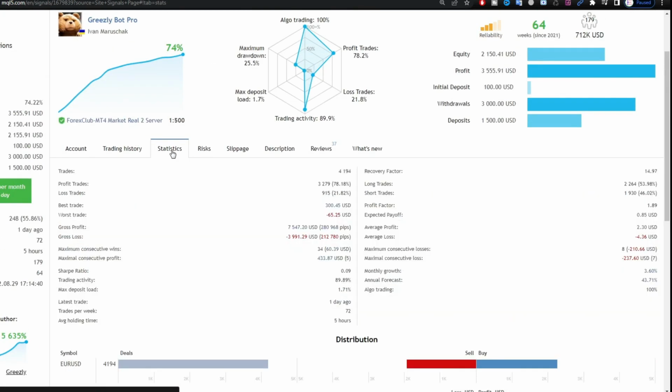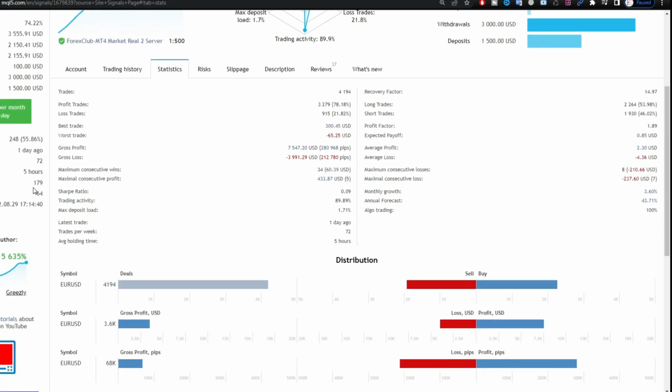Statistical information. A total of 4,194 transactions. This is as of August 2022. Profit ratio 78%. Profit factor 1.89. Trades that are opened every week are about 72 transactions with an average holding time duration of 5 hours. And there has been a losing streak of up to 8 times with a loss of $210 US. As for the distribution of pairs, we can see here that only the Euro to US dollar pair is running.